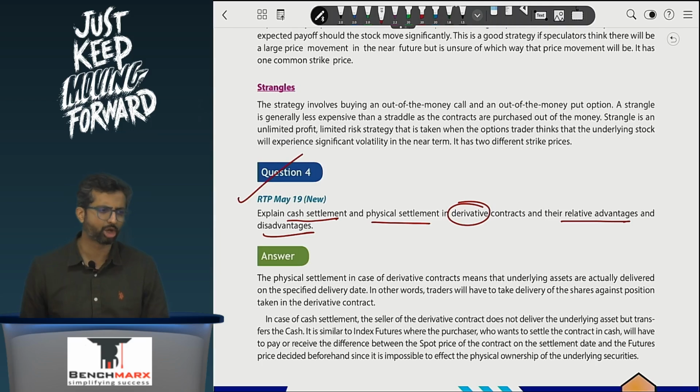So gross settlement, net settlement, we call it. Physical settlement, that is gross, or net settlement, that is cash. Are we clear with this?